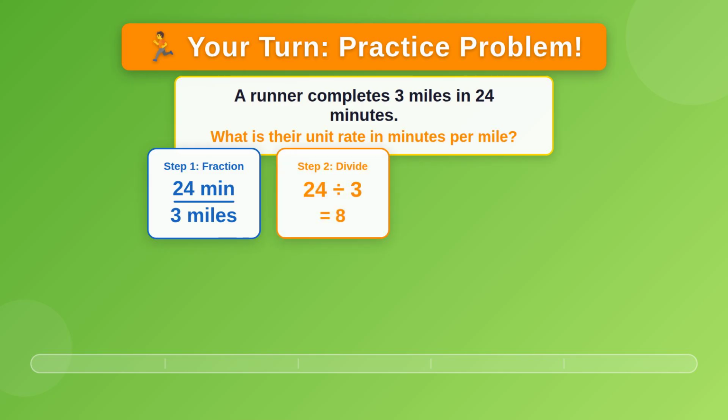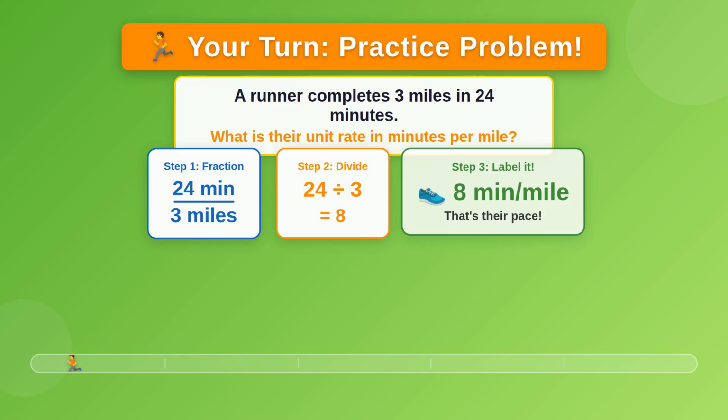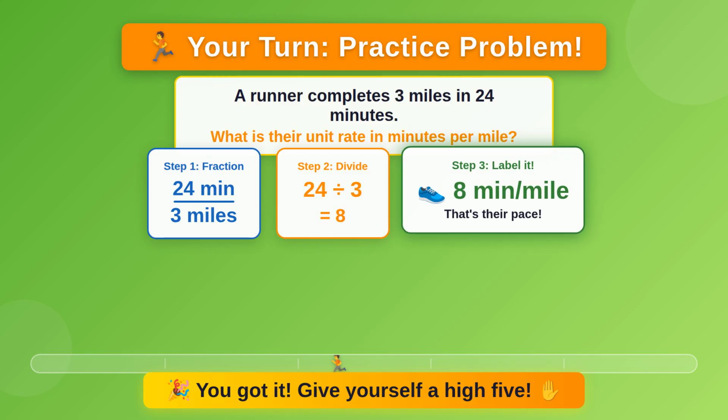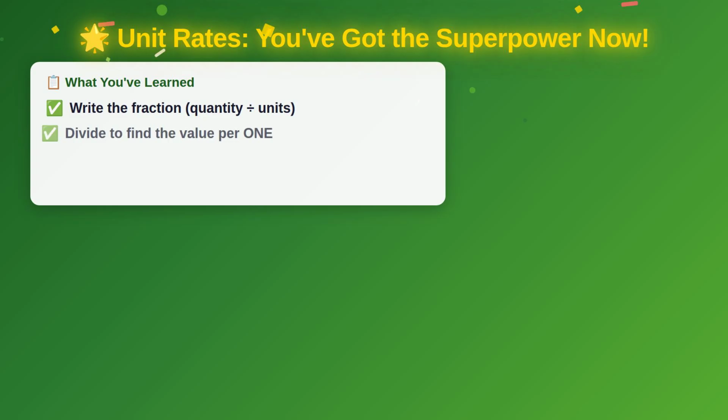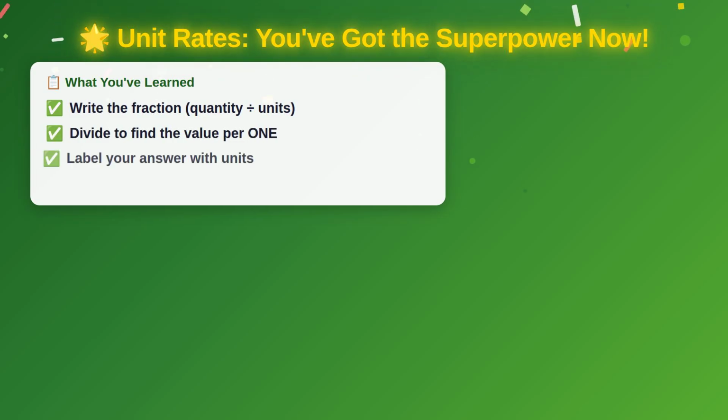A runner completes 3 miles in 24 minutes. What is their unit rate in minutes per mile? Step 1. Write it as a fraction, 24 minutes over 3 miles. Step 2. Divide. 24 divided by 3 equals 8. Step 3. Label it. 8 minutes per mile. That's their pace. Every single mile, this runner takes exactly 8 minutes. How'd you do? If you got 8 minutes per mile, give yourself a high five. You're thinking like a mathematician.